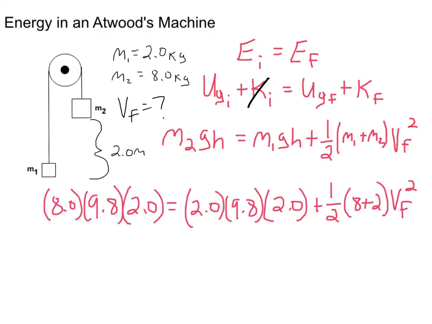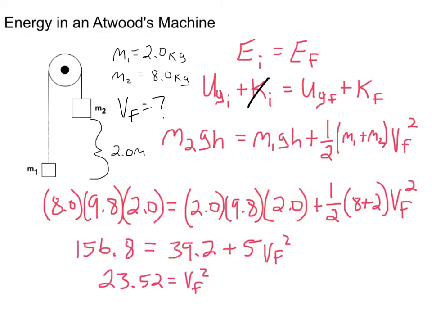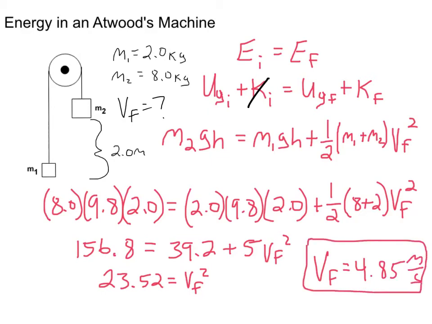So when we go to plug in numbers into this, we've got our 8 kilogram block here, a 2 kilogram block here. It moves down 2 meters. This one moves up 2 meters. And we end up with a final velocity then of 4.85 meters per second. That's the velocity just before striking the ground. Okay, so now let's go ahead and move on and look at collisions.